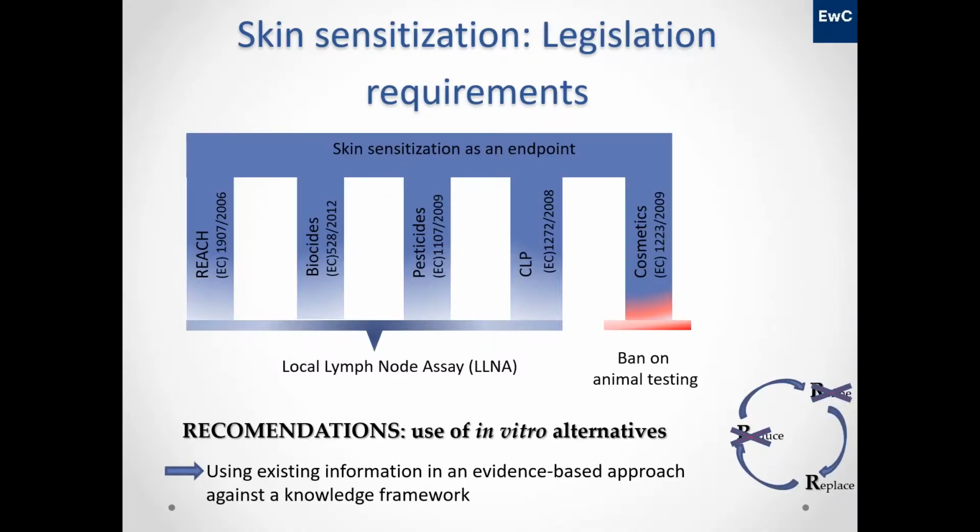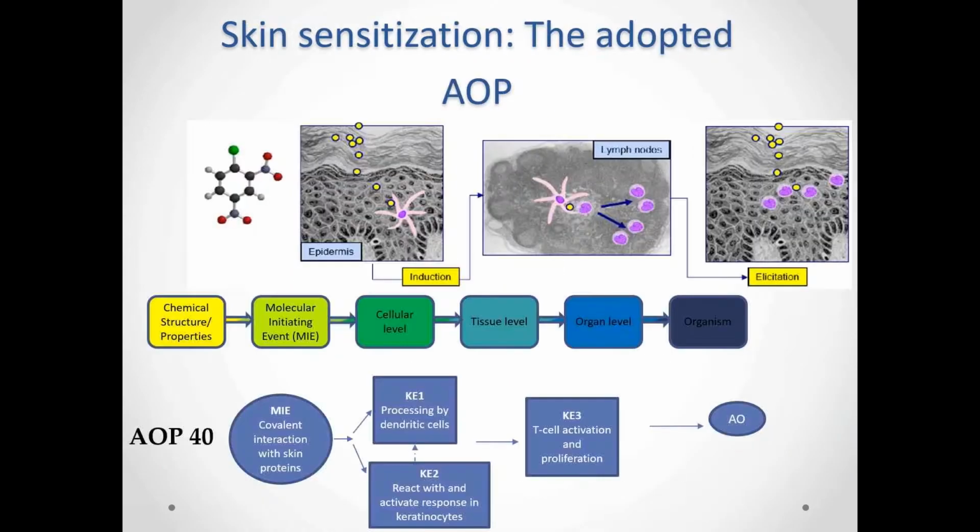But what do we need nowadays? I'm sorry for the people who are not European based, but these are the legislative requirements for Europe. In Europe, we still need information on skin sensitization as an endpoint in REACH, biocides, pesticides, CLP, and cosmetics. In cosmetics, we have a ban on animal experimentation, so we really need to look for alternatives. And there comes into place the concept of the adverse outcome pathway.